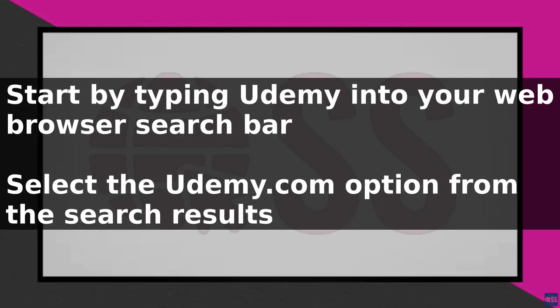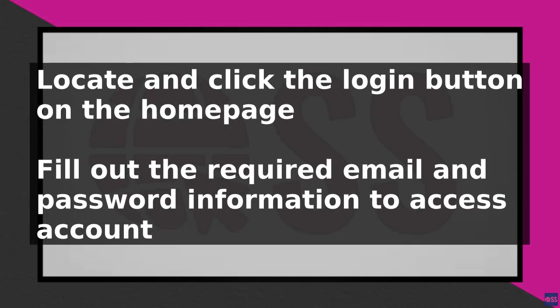To download a course on Udemy, start by typing Udemy into your web browser's search bar and select the udemy.com option. On the home page, locate and click the Login button. Then fill out the required email and password information to access your account.